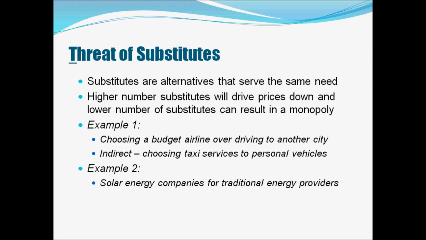And if the number of substitutes in an industry is low, then it can result in a monopoly for that particular industry. For example, you can bypass driving altogether, driving between cities, for instance, by choosing a budget airline over taking other modes of transportation or driving yourself. So collectively, cumulatively, it can drive the demand for automotives down in a way.